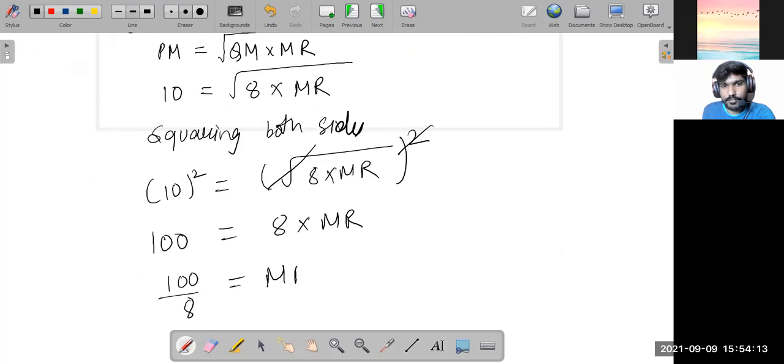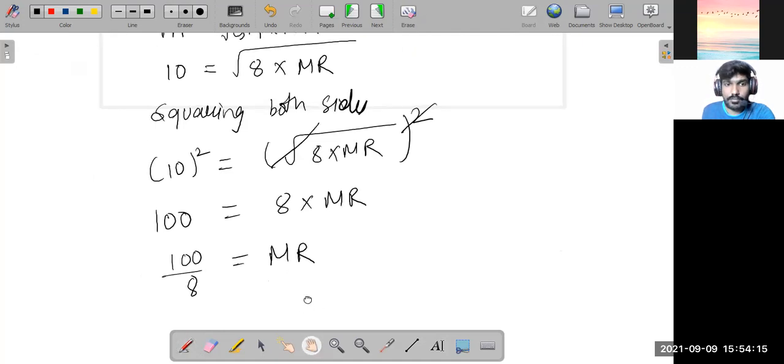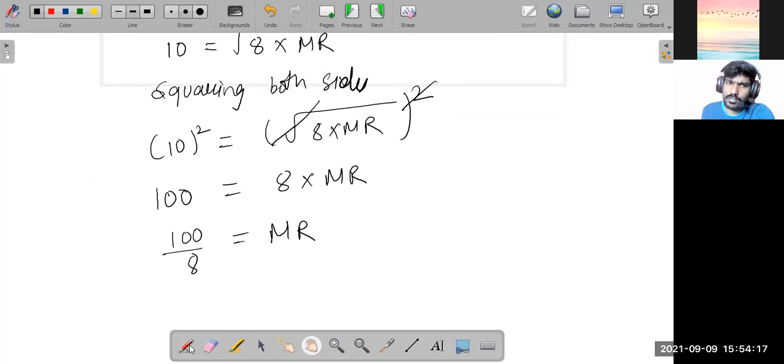What if it was 7? Then what would you have done? Nothing. What if it was 100 upon 7? Same thing. No, you do the division. 100 divided by 7. But here we can divide 100 by 2, so that is why we can do it. But still it's not divisible by 8, so you'll get a decimal.